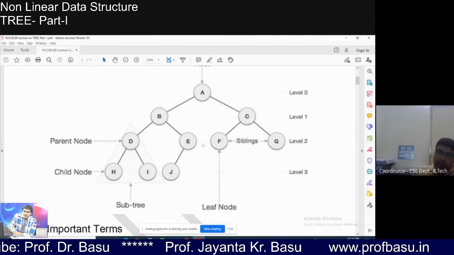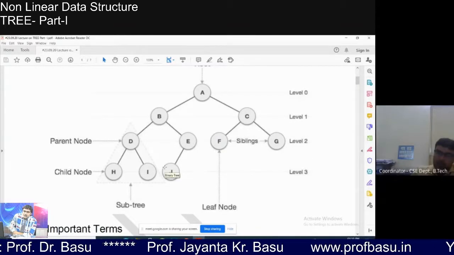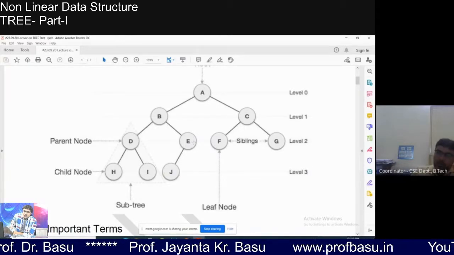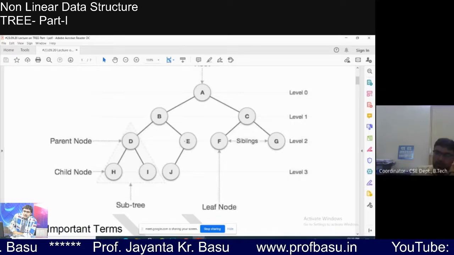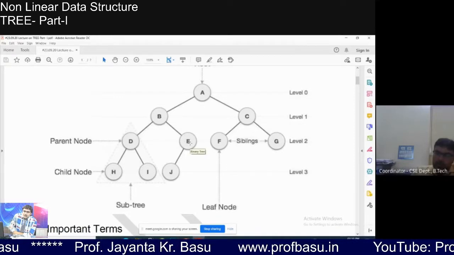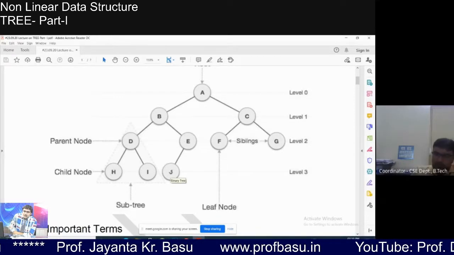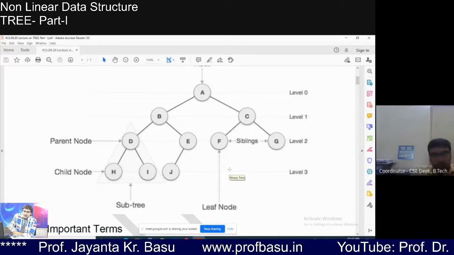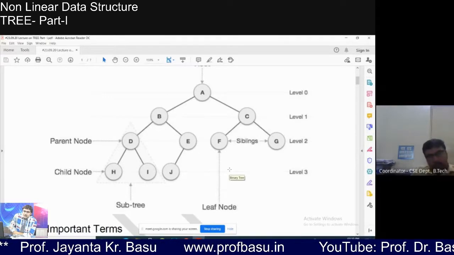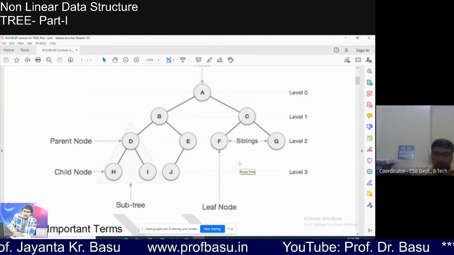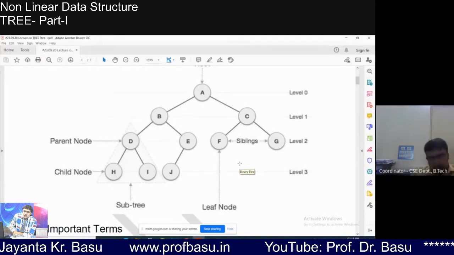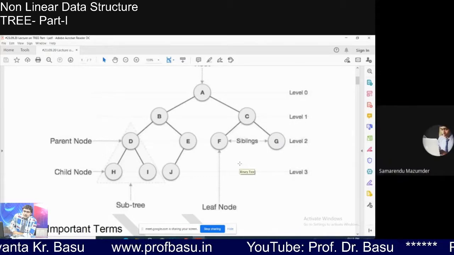If it has at least one child, then we will not call this node a leaf node. Like for E, you can't call E a leaf node, but J is a leaf node, right? So when no nodes are generated from a node, we call the node a leaf. Got it? It's very easy.